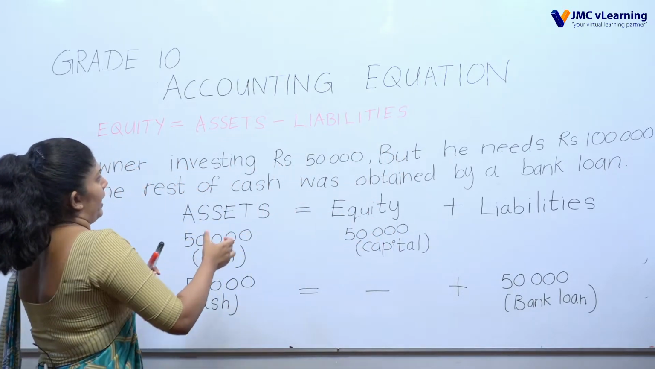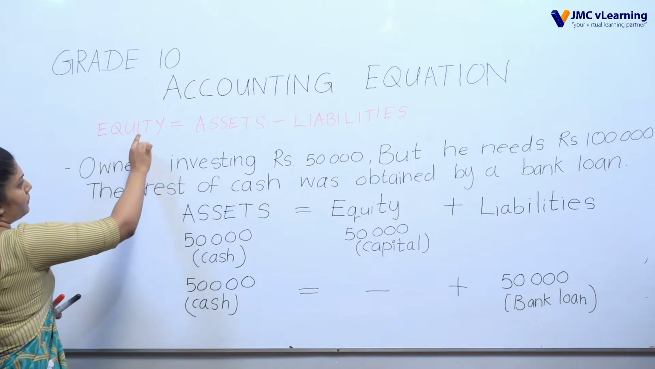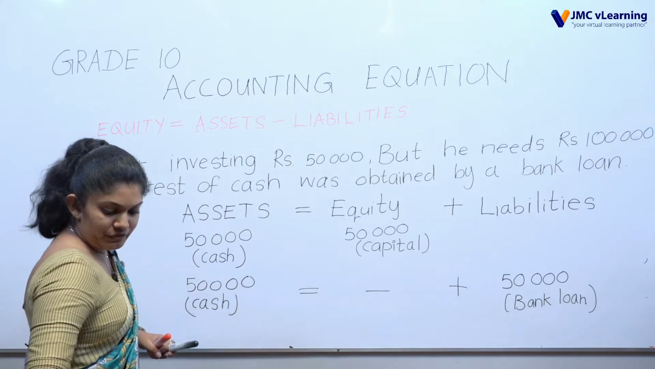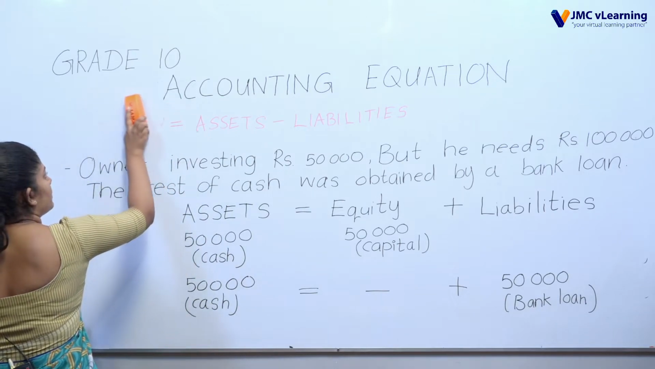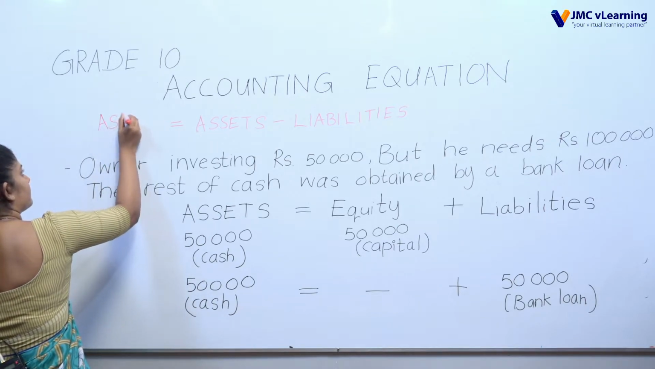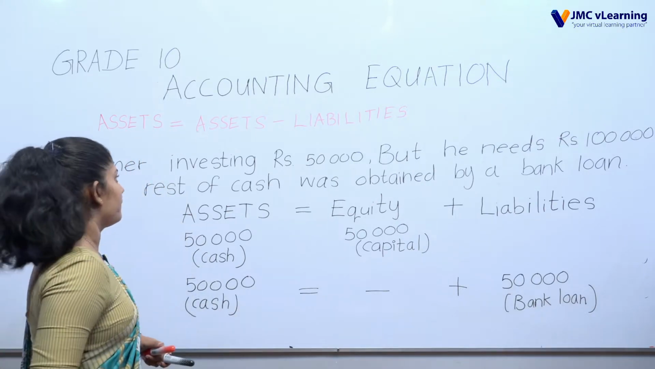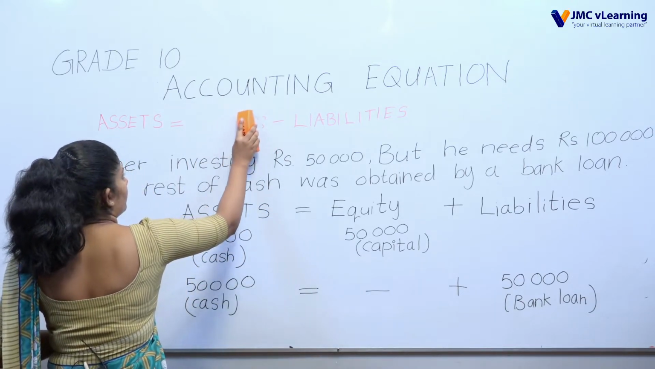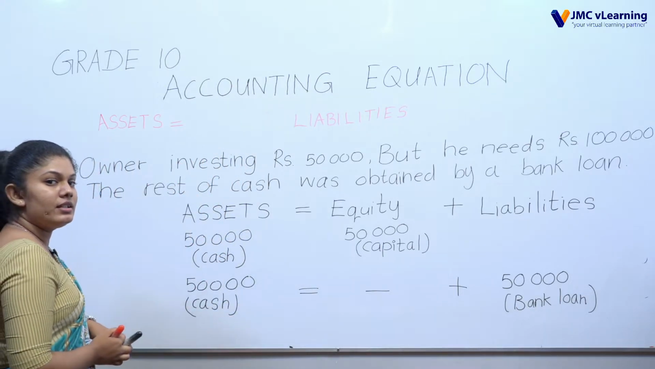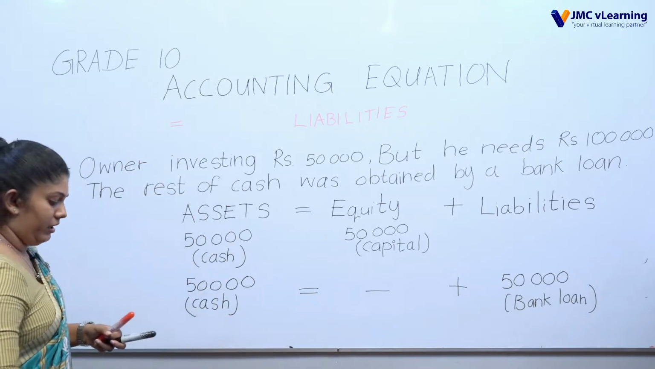Now, if we take assets as the subject here, what is happening? This sign is changing. If we take assets as the subject, what will happen? Liabilities and equity change subject, or I'll show it like this. Now we have equity here.